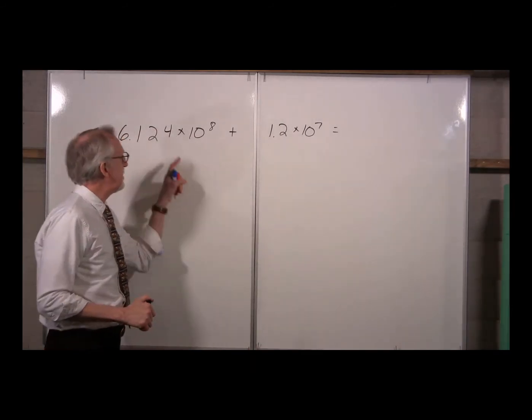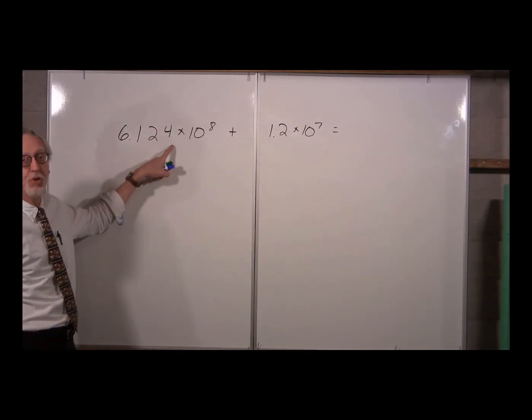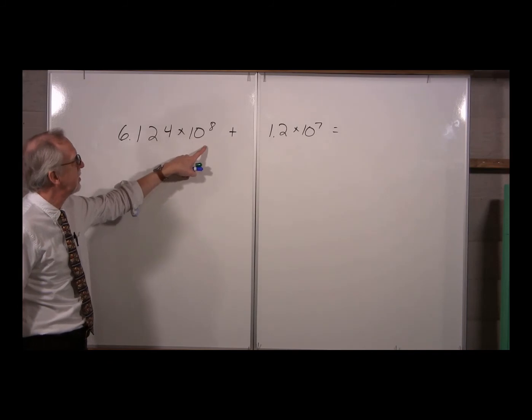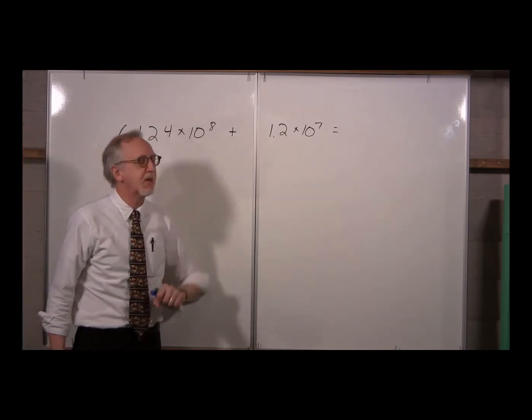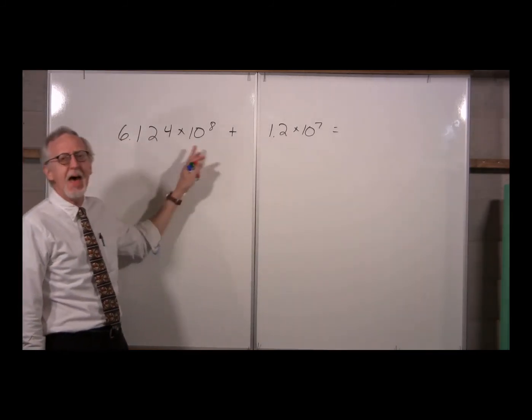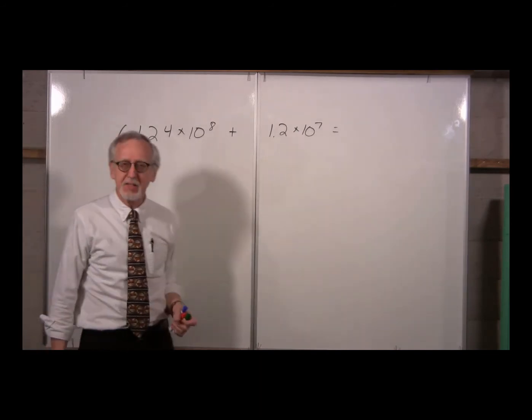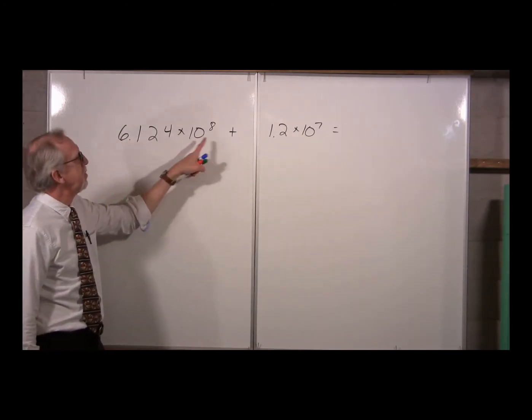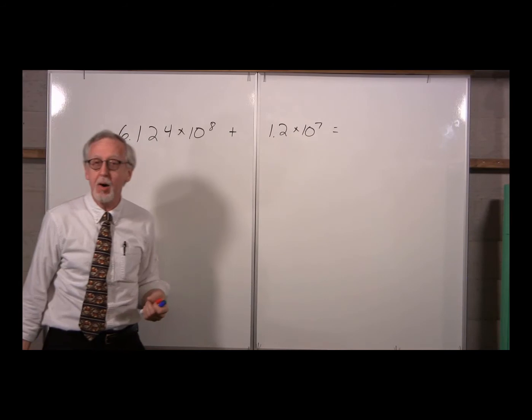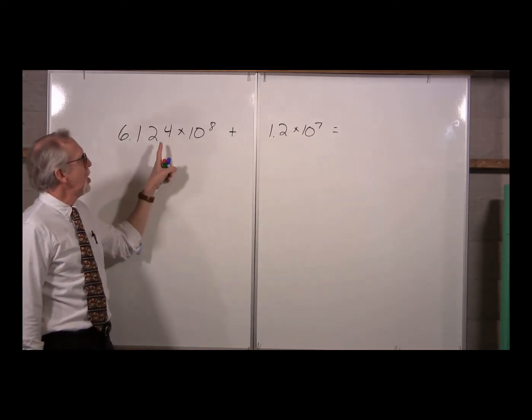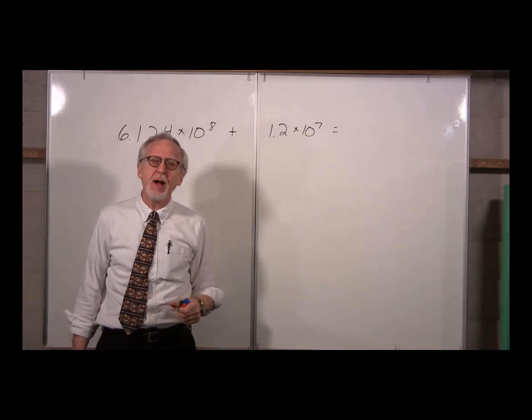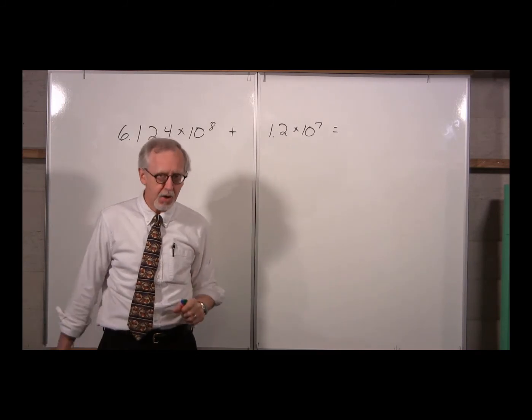So here we go. Let's imagine we've got 6.124 times 10 to the 8th plus 1.2 times 10 to the 7th. So we want to add these numbers, and they're both in scientific notation. Notice these numbers do not have the same power of 10. The first thing we have to do is write them both with the same power of 10.